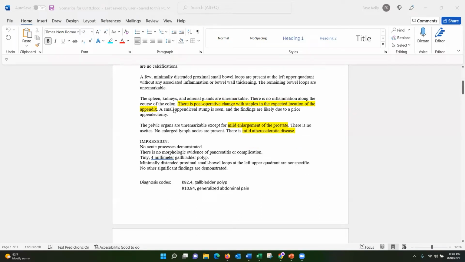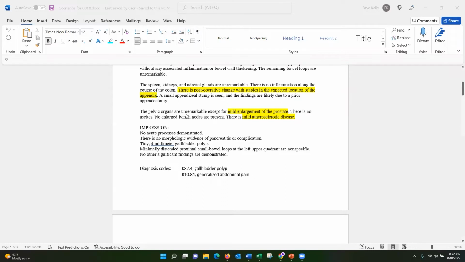Here the radiologist made mention that this patient has a post-op change with staples in the expected location of the appendix. So we're pretty sure that the patient had an appendectomy long time ago, apparently. Nothing here to report. It's just a finding in the x-ray that the physician makes note of.